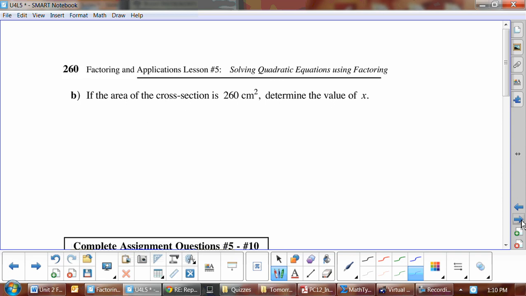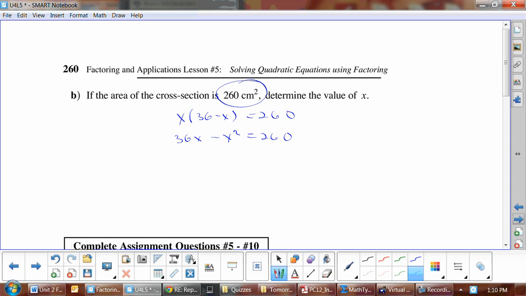Okay, now if it says find the value of x. So that's not too bad. X times 36 minus x has to equal 260, because I found the area formula. So we want to get everything on the left or on one side. Doesn't always have to be on the left. But this would be 36x minus x squared minus 260.